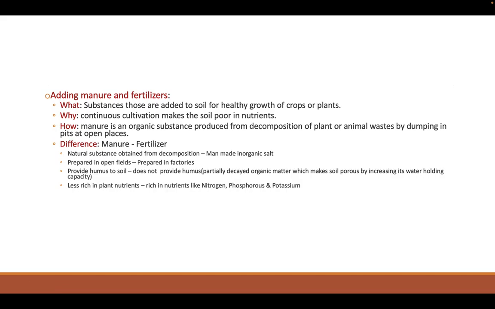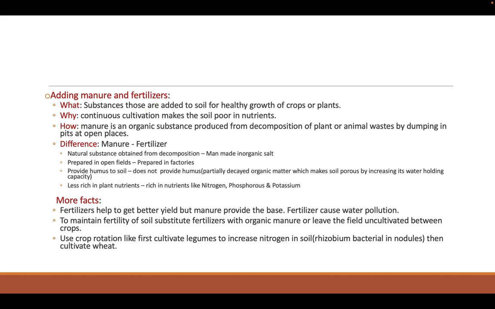So we will study more facts. Fertilizers help to get better yield, but manure provides the base to the soil. Fertilizers cause water pollution, but that's not the case with manure. It's organic matter, so it can more easily decompose in natural phenomena. More facts: to maintain fertility of soil, substitute fertilizers with organic manure or leave the field uncultivated between crops. So this is one technique, one question you might get.